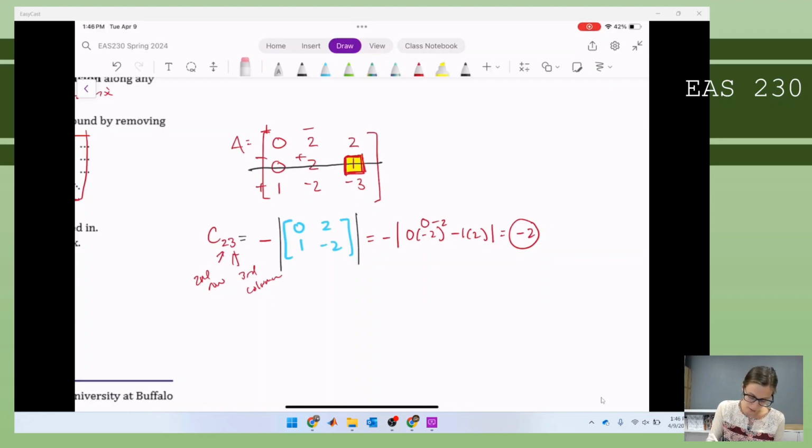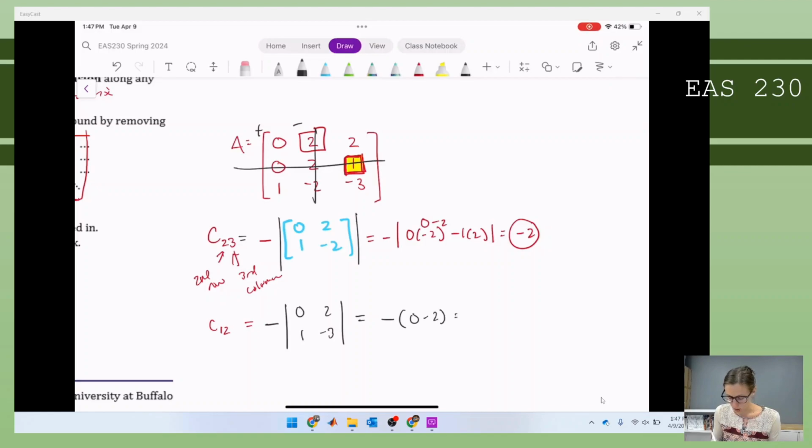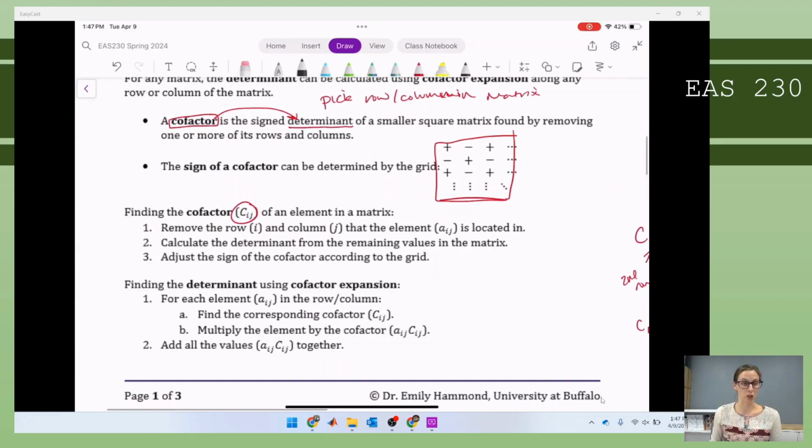Then I can erase all this around it and go find another cofactor. If I want to find cofactor 1, 2, so this element here, I remove the row and the column it's in, write down my remaining elements, so 0, 2, 1, -3, and then adjust my sign if needed. Plus, minus, that's a minus. So this cofactor would be negative 0 minus 2. Oh, this one would be positive 2, my bad. And there we go. That's how we find cofactors. Every element in a matrix has a cofactor.